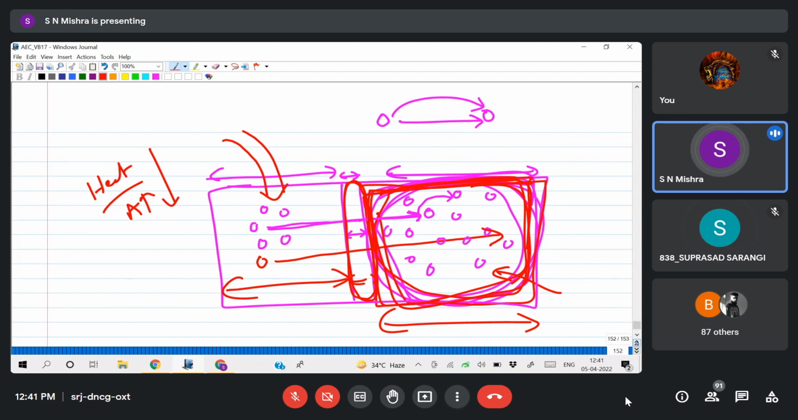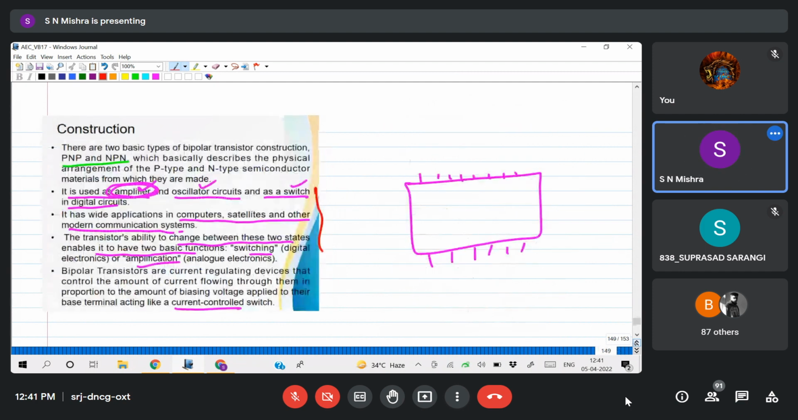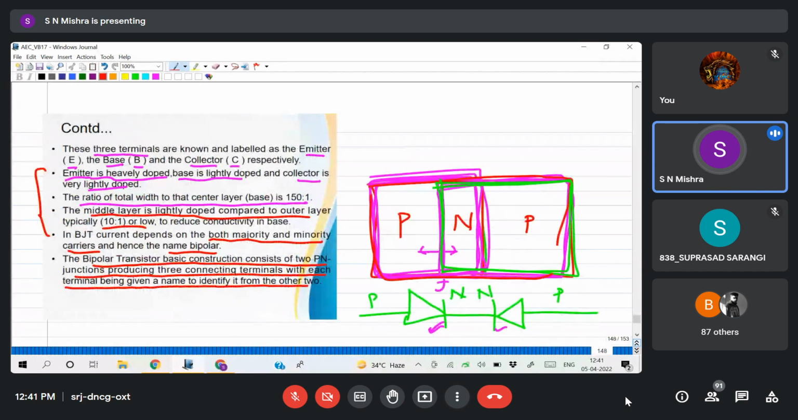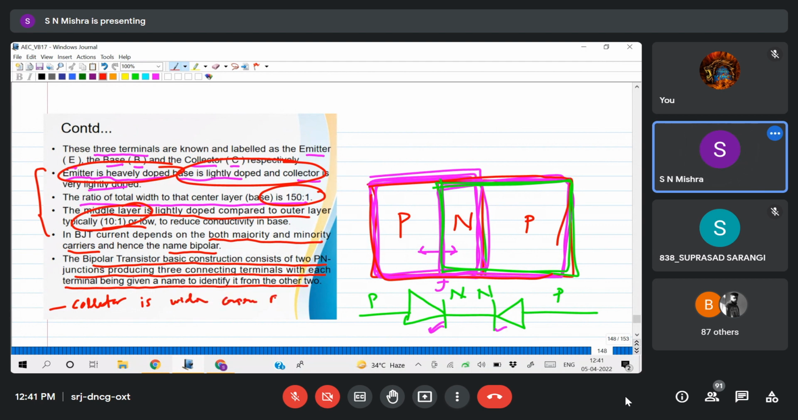Yes, sir. So again, come to the points we have discussed here. I have explained why the base is lightly doped and the emitter heavily doped, why the ratio is 150:1 in the base region doping. Another point is not written, you can write here: the collector is wider compared to the emitter, to reduce the heat in the circuit or in the component. Clear?